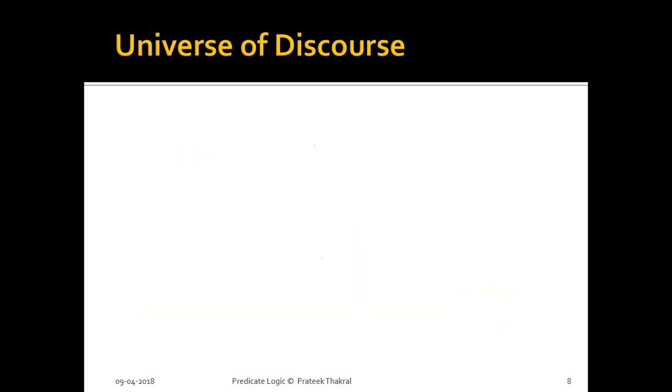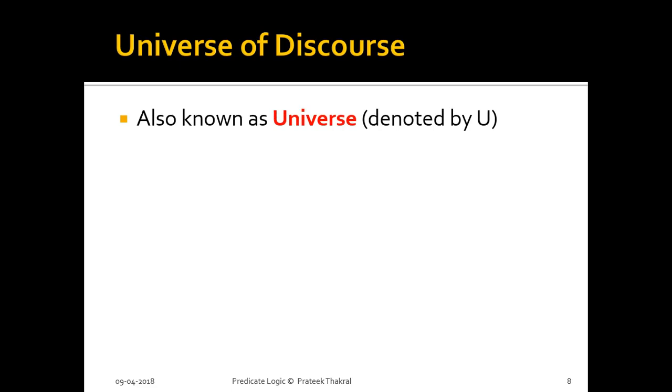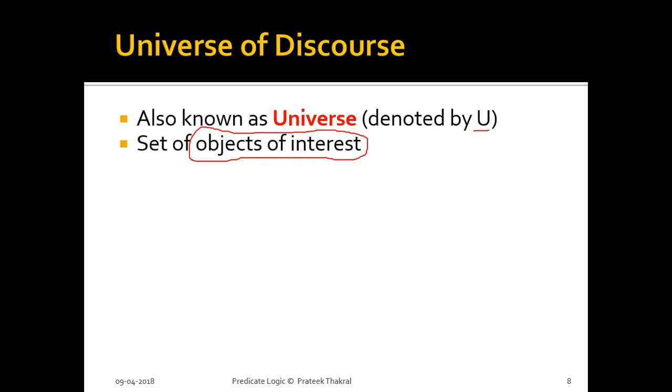And the next important thing in predicate logic is universe of discourse. Without understanding this particular thing, you cannot learn predicate logic. Universe of discourse is one of the most important aspects of predicate logic, and it is also known as universe, and it is denoted by the letter capital U. So what is universe of discourse? Out of all possible objects, the set of those objects in which we are interested, which we want to take for that particular predicate, is known as universe of discourse.